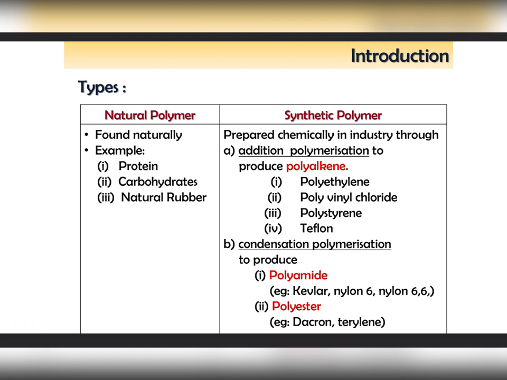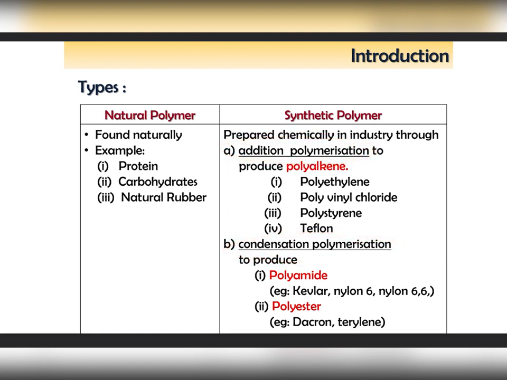So, kamu ada natural polymer. It can be found naturally, contoh protein. Okay, dalam kamu punya makanan, contoh dalam kamu punya badan. Carbohydrates and natural rubber, getah. Okay, untuk synthetic polymer, it is prepared chemically through industry and dia melalui addition polymerization ataupun condensation polymerization.